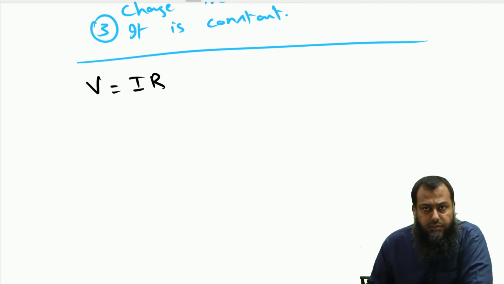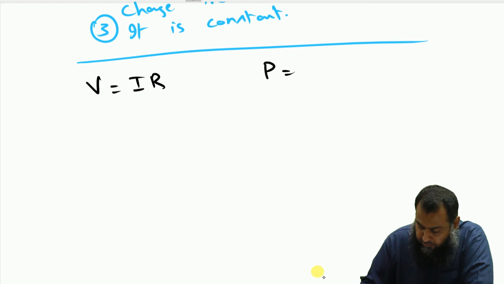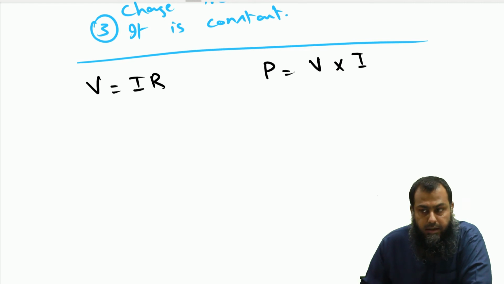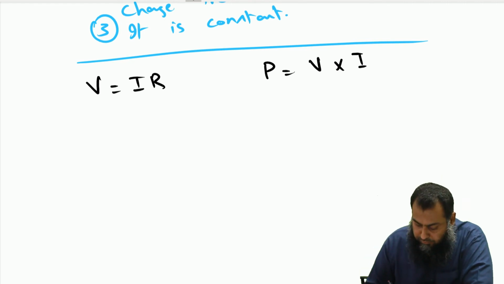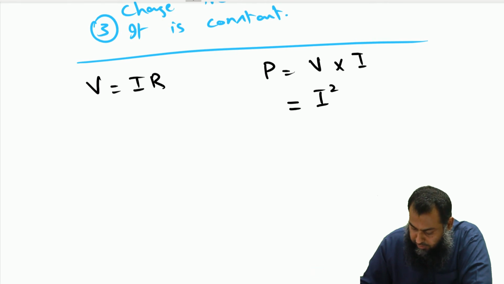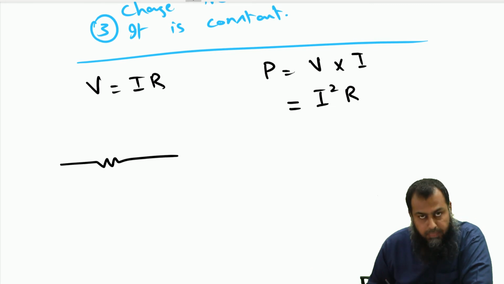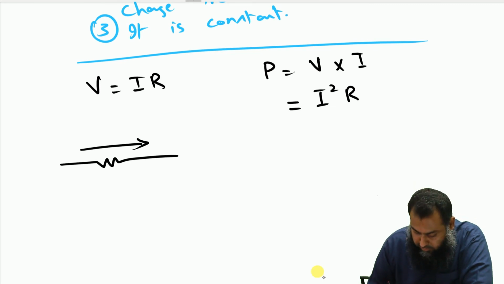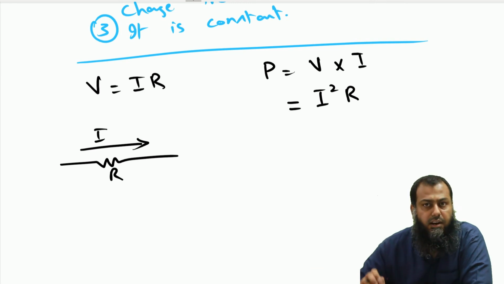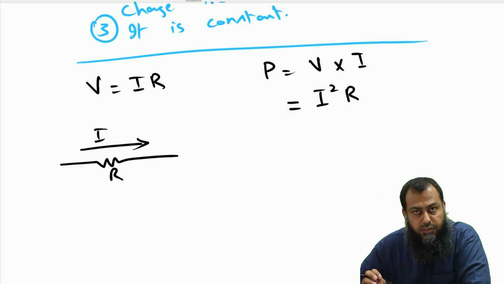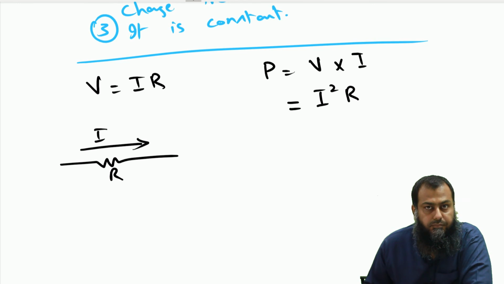In the previous class, we studied that power is the product of voltage and current, so P is equal to V into I. If we substitute the value of V in this power expression, we have I square into R. This means that if we have some resistance and we know the current flowing through it, we can find out the power consumed by that resistance without knowing the voltage across it.